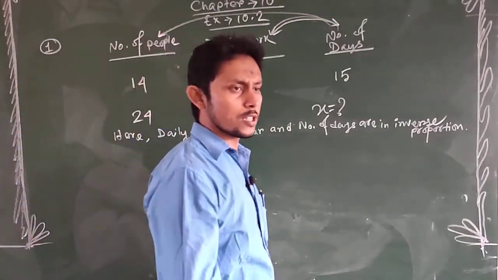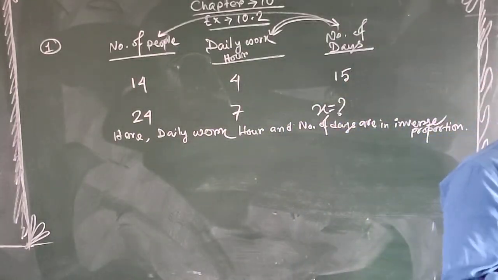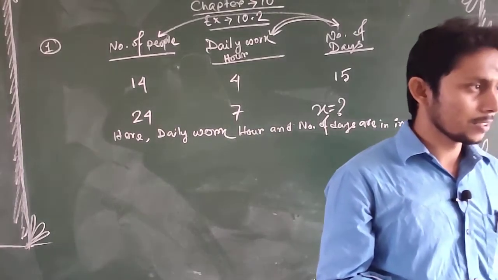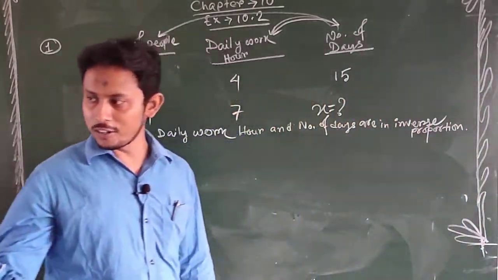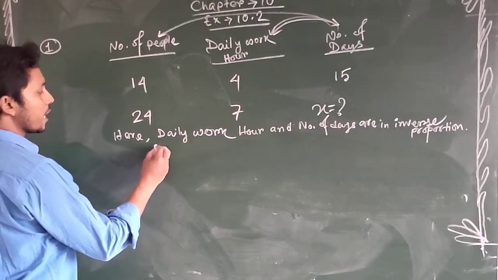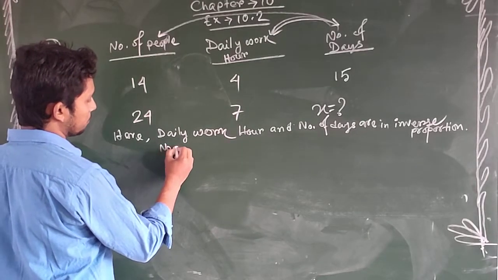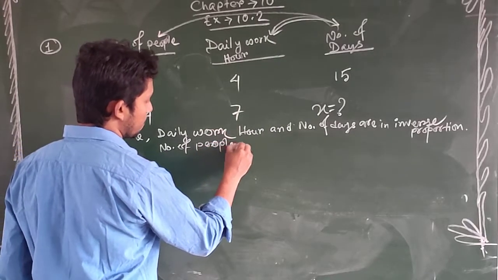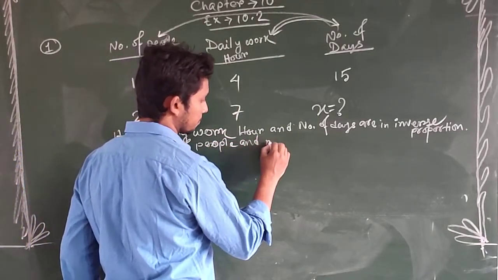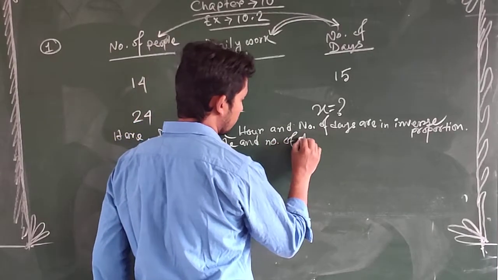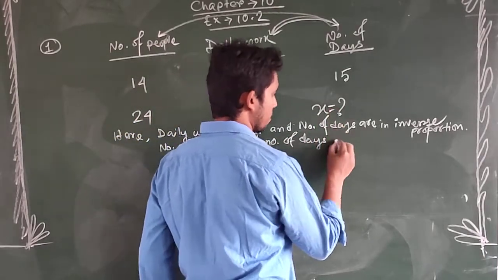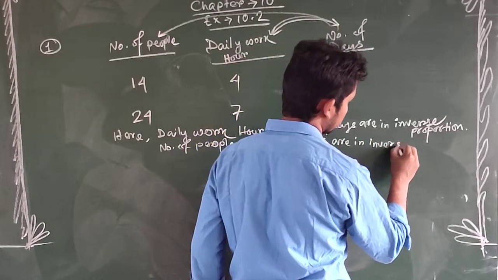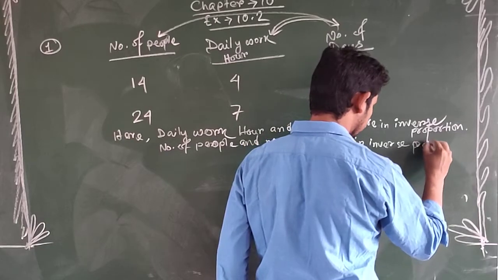Now here, what is the relation? If the number of people increases, they can complete in less time. Yes or no? Yes. Understood or not? So here it is also inverse proportion. So number of people and number of days are in inverse proportion.